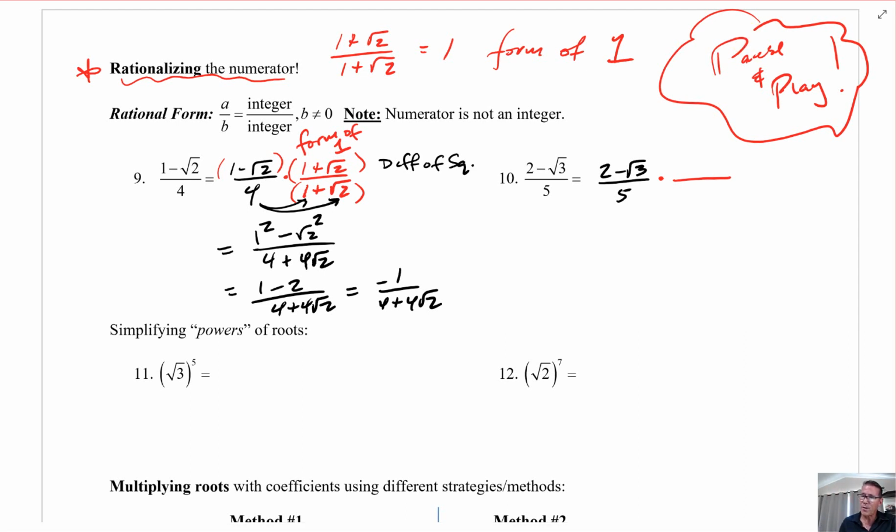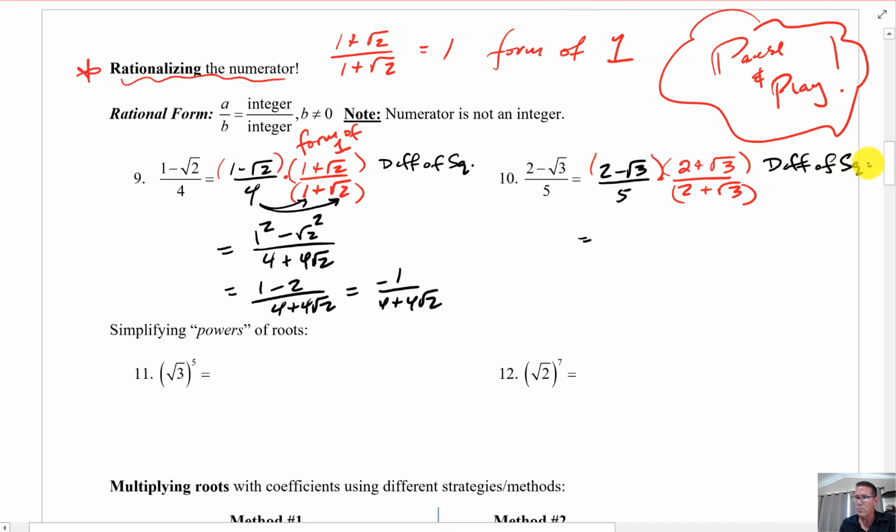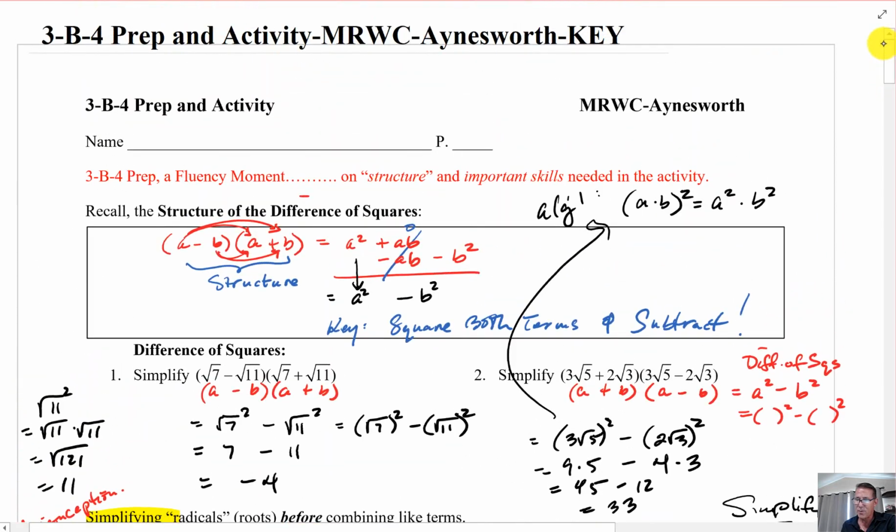Okay, let's check your understanding. So we have the conjugate of 2 minus root 3, which is 2 plus root 3 divided by itself. Again, these are binomials, so give them a hug. This is a difference of squares up top. So we have a minus b times a plus b, which is a squared minus b squared. So you take 2 squared minus the square root of 3 squared. Again, this is a difference of squares. You've got to see the structure going all the way back to the very beginning, I'm talking about the first 2 examples. All you do is square both and subtract.